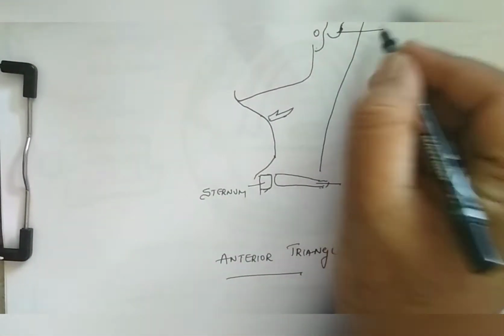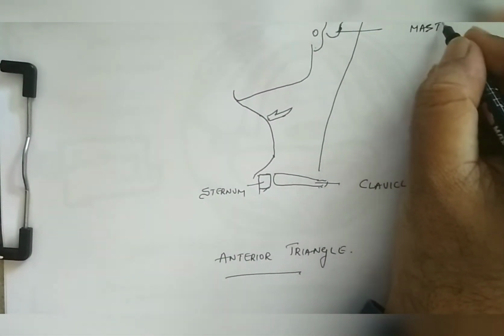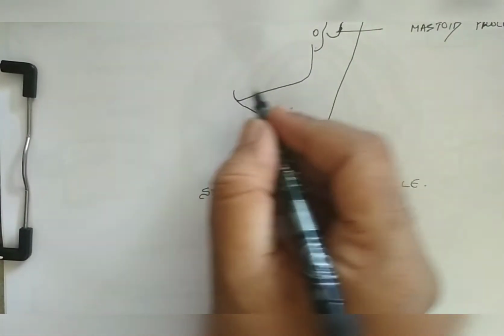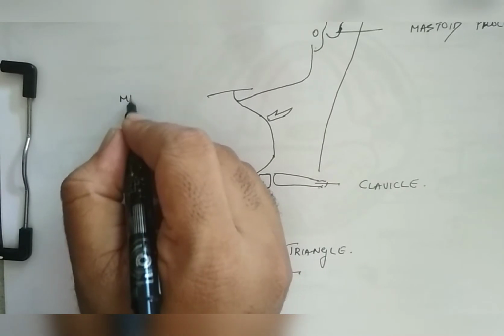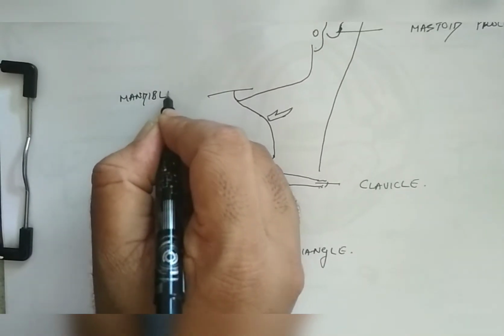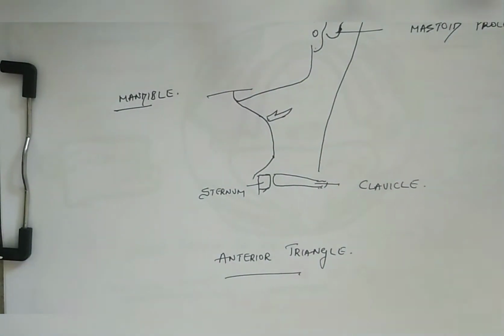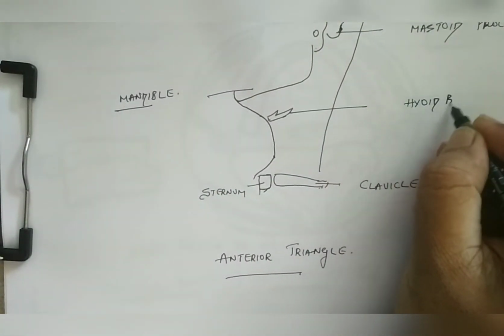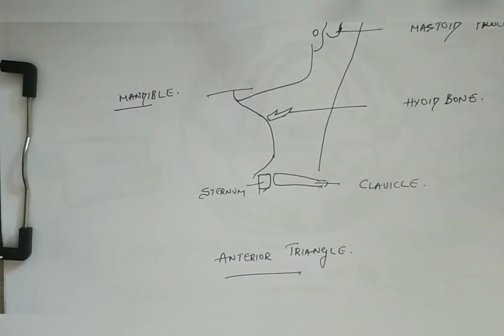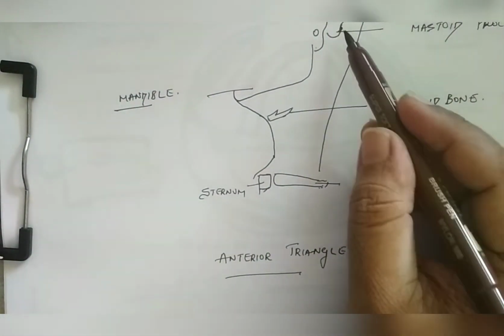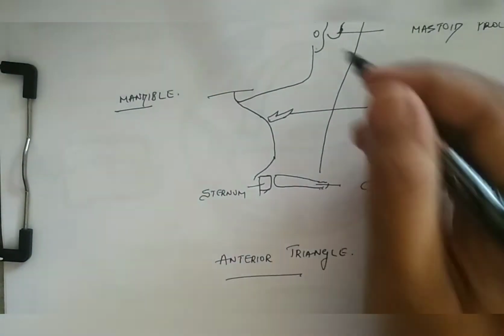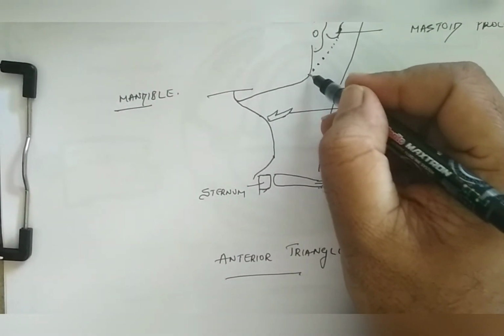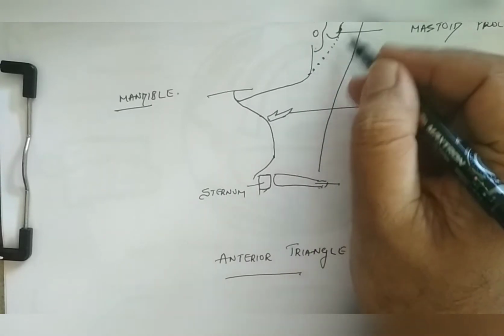So we will label it as mastoid process. This is the mandible. This is hyoid bone. Next we'll divide this triangle. In between these two, it is an imaginary line between the angle of mandible to mastoid process.